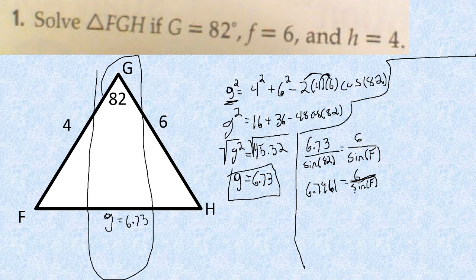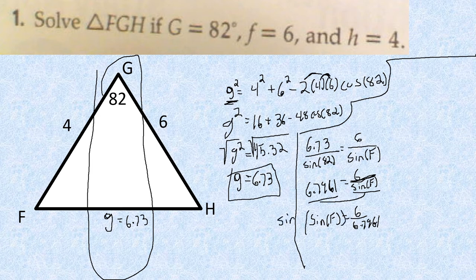I'm going to basically take this bottom piece and swap it with my other side, which again is basically me multiplying both sides by sine of F. So multiply this side by sine of F, multiply this side by sine of F. This will cancel out and it's going to be moved over here, and then divide by 6.79 on both sides. But just to avoid all that, what you're really doing is just swapping out these two things here. So it's going to look like this. Sine of F is equal to 6 over 6.7961.